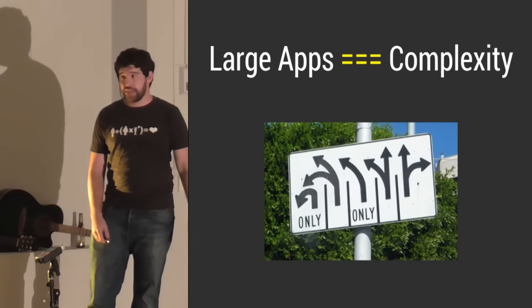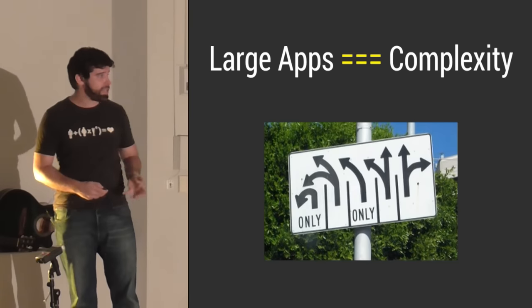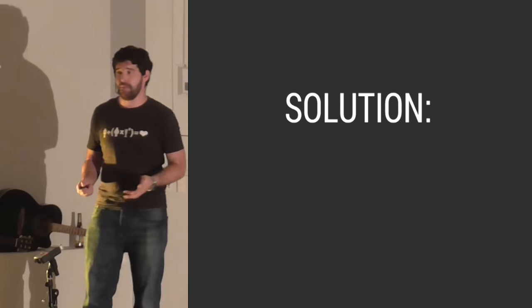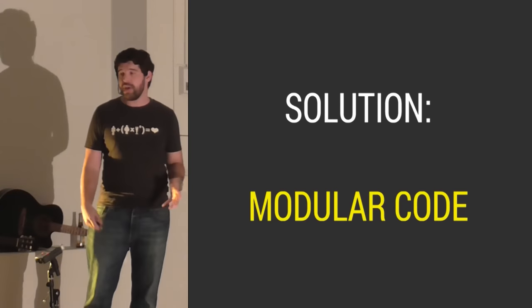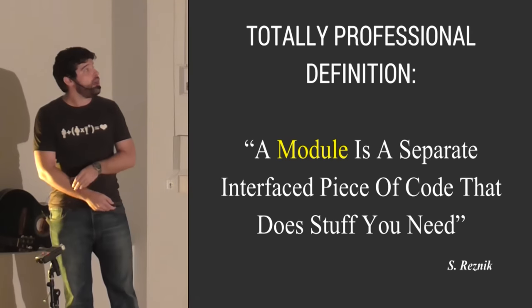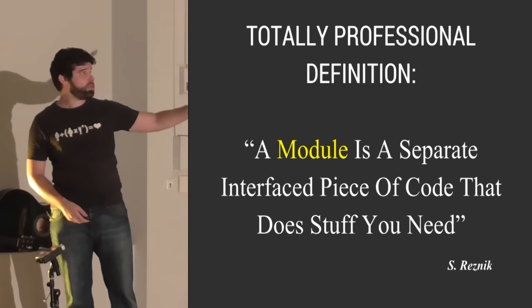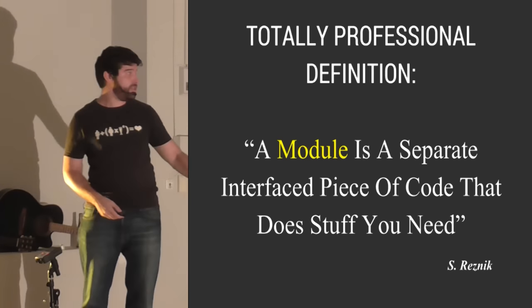So from that, people understood that large apps means complexity. What's the solution they came up with? It's not new. It's like 40 years old or something. Modular code, okay? Divide your code into modules. This is a totally professional definition, okay? Really, really professional. A module is a separate interface piece of code that does stuff you need, okay? So, yeah, it's not professional, I wrote it.